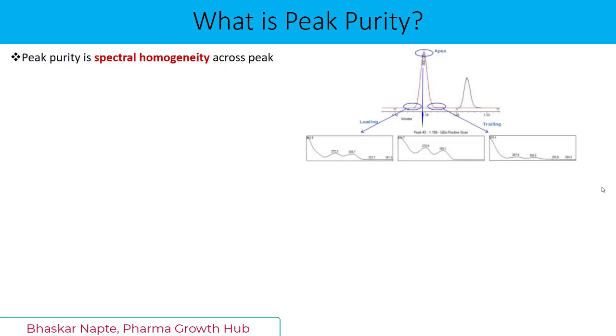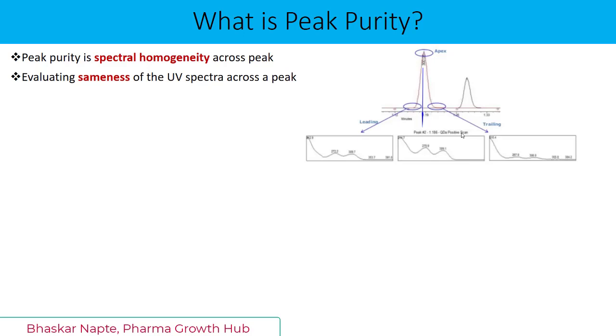In the given example, I have shown three different spectra. One spectrum belongs to the beginning of the peak, the second belongs to the apex, and the last belongs to the tailing of the peak. Now, if these three spectra are homogeneous, I mean if they are similar in their structure, then we can say that my peak is pure. Alternatively, peak purity is nothing but the evaluation of sameness of the UV spectra across a peak.